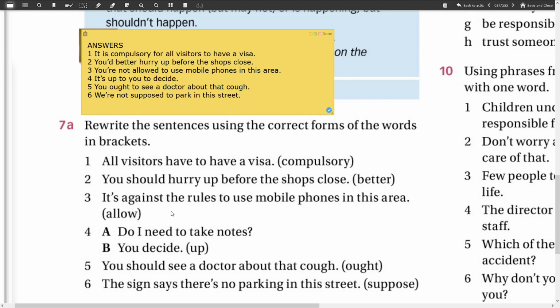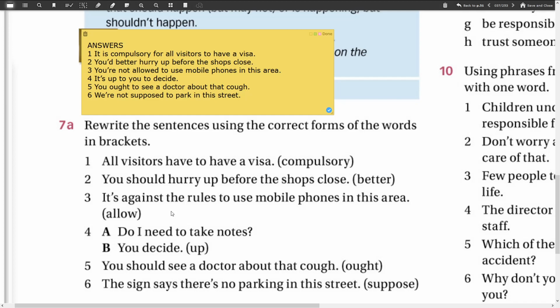After looking at auxiliary verbs, we're now looking at some modal verbs and how they can be used to talk about permission or possibility, for example. And on page 37, there's a small exercise, 7a, which asks you to rewrite sentences to use the words given in brackets in the correct form. Let's look at the answers.